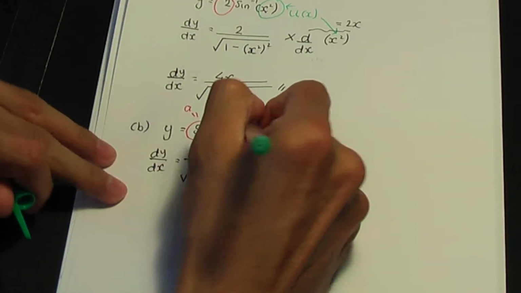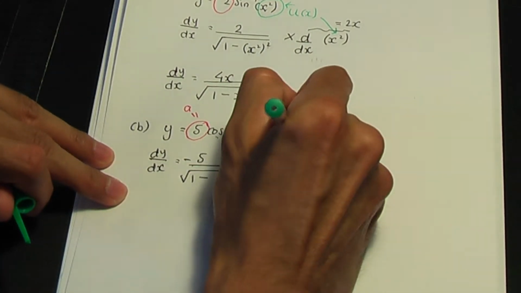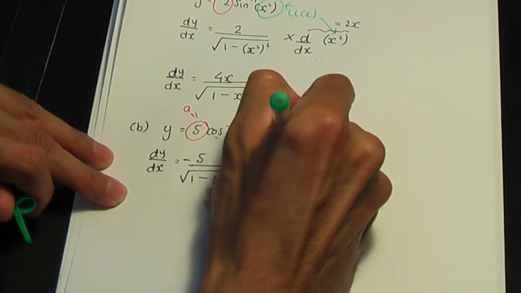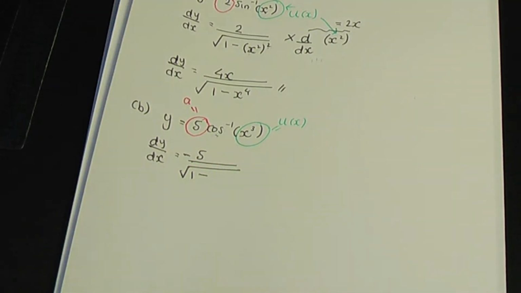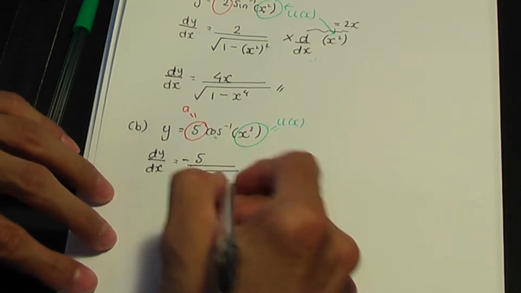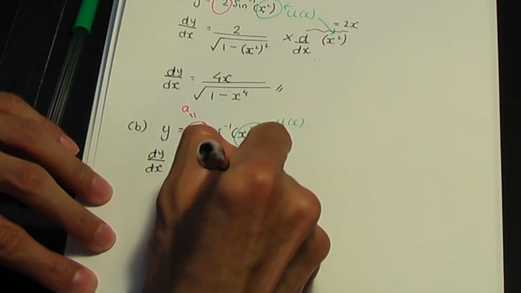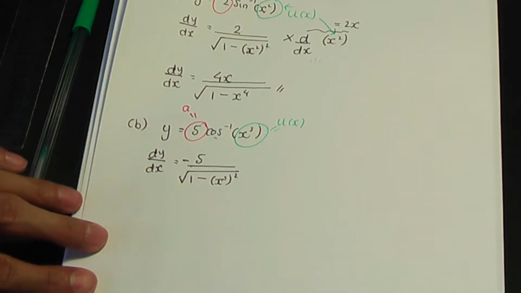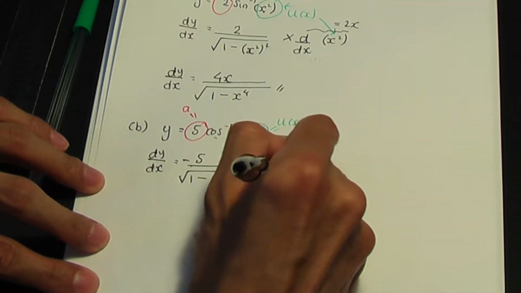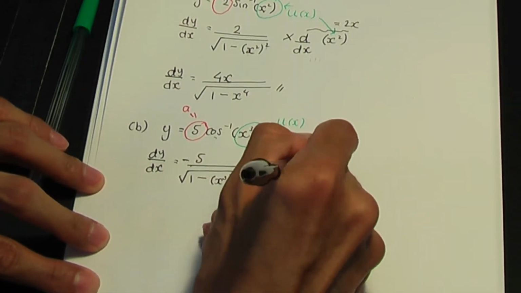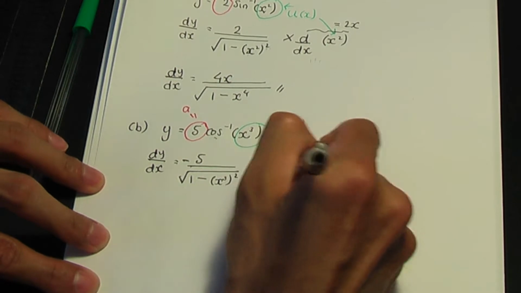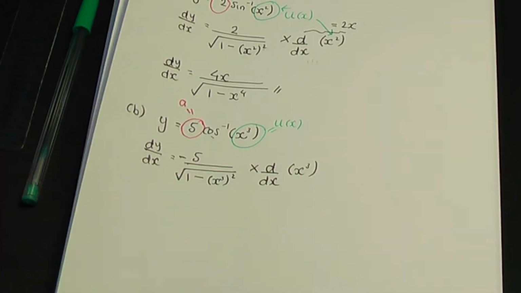Now the u in this case is this term. So u, as always, or u of x, is x cubed. So it's the root of 1 minus u, which is x cubed, and don't forget to square, okay? Multiplied by d by dx of u, and u is x cubed, as I've noted.